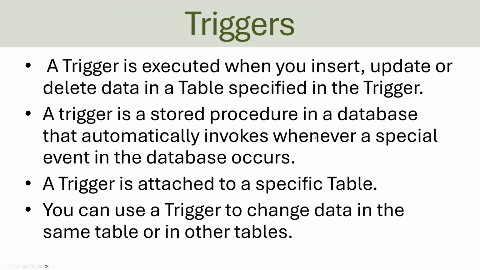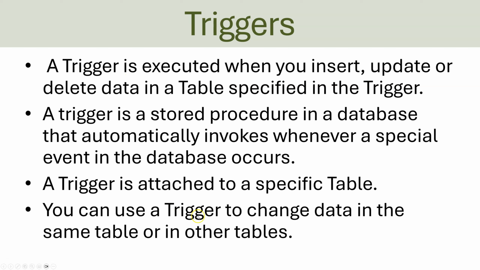So basically, what is a trigger? A trigger is executed when you insert, update or delete data in a table specified in the trigger. A trigger is similar to a stored procedure in a database, but the code is automatically invoked or executed when a special event in the database occurs, like inserting, updating or deleting data. And a trigger is also attached to a specific table. So typically when you insert, update or delete data in a specific table, that trigger will be executed.